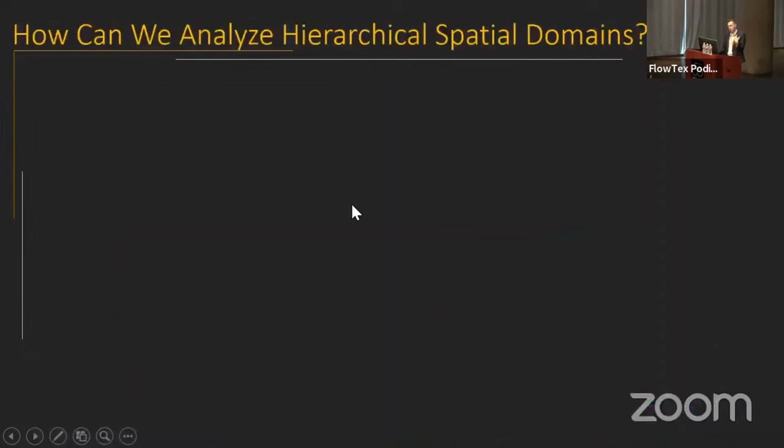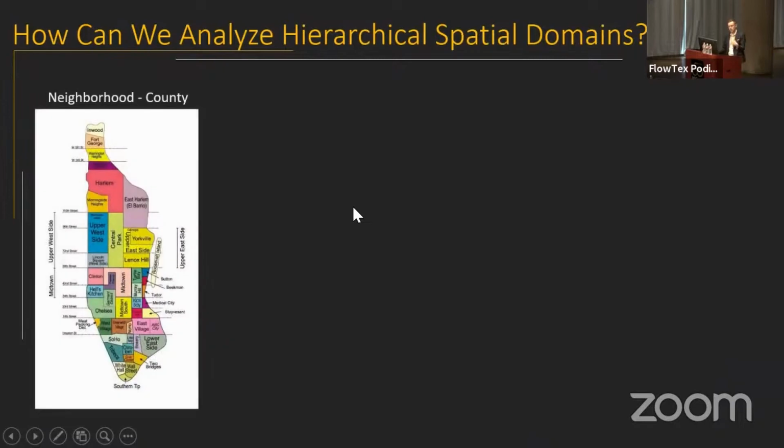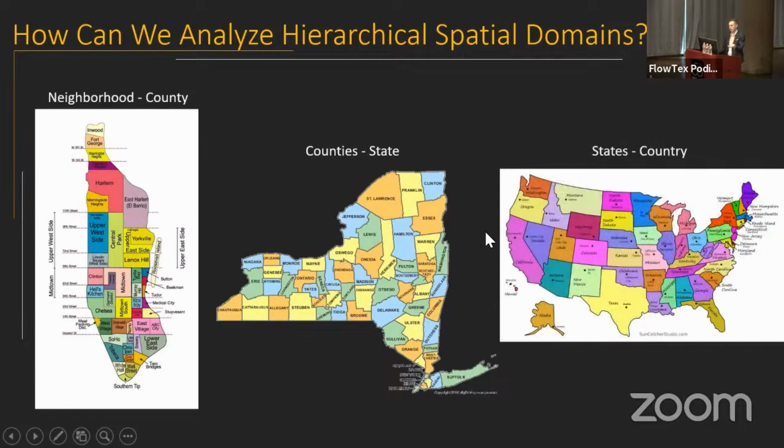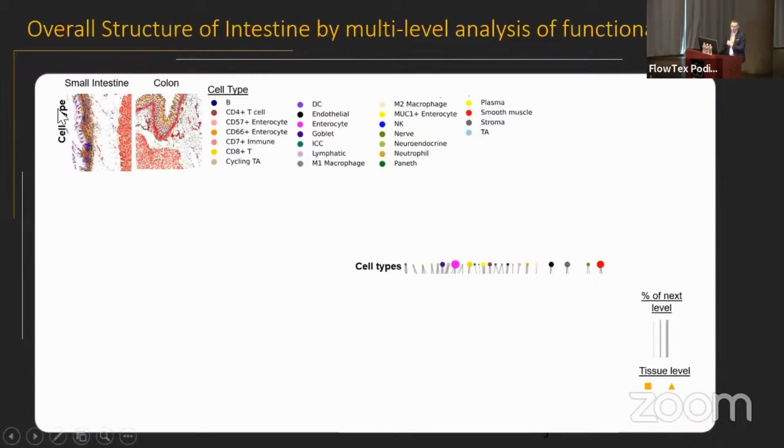And I think that we can learn from other spatial analyses. We can think about, geographically, multiple neighborhoods making up a county, right? And then we can think about multiple counties making up a state, and many states making up a country. And so it's this hierarchical spatial analysis that we already do within geography that we can then think about applying to the cells. And so these are example maps of the cell types for the small intestine and colon.